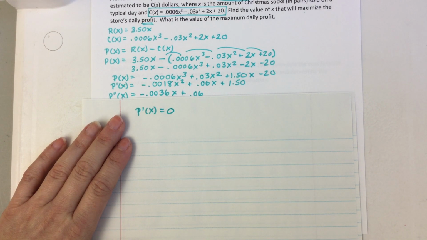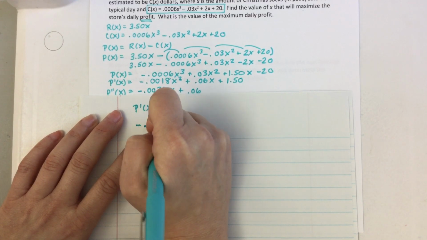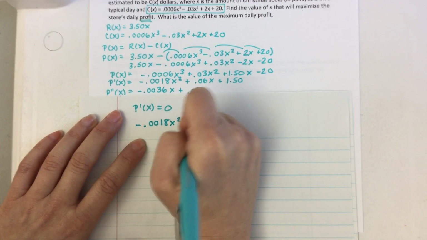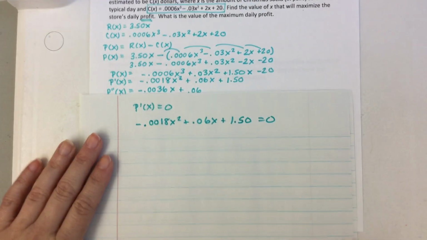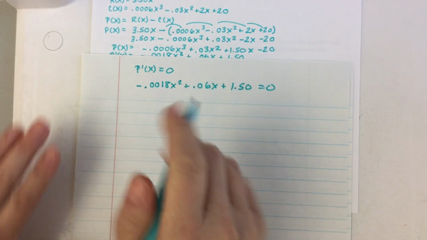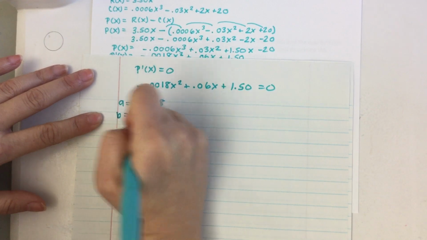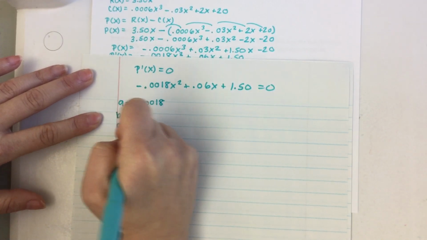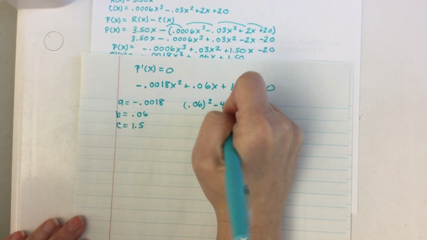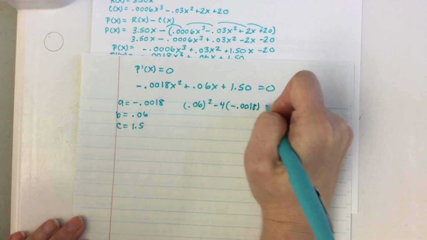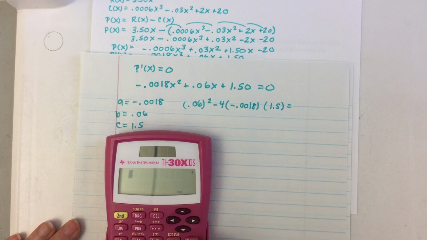I want to know when the slope is 0. That means it's a maximum or a minimum. So negative 0.0018x squared plus 0.06x plus 1.5 equals 0. I need to solve. Quadratic formula, you guys. A is negative 0.0018. B is 0.06. C is 1.5. So if I go b squared minus 4 times a times c, let's see what goes underneath the square root.